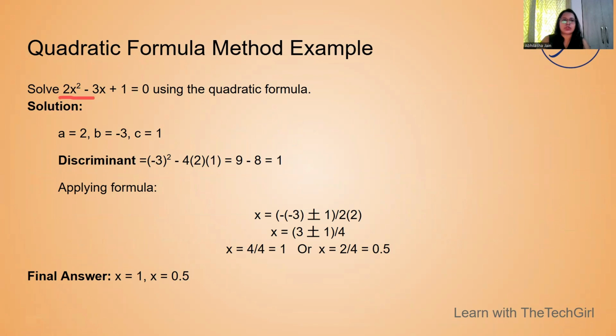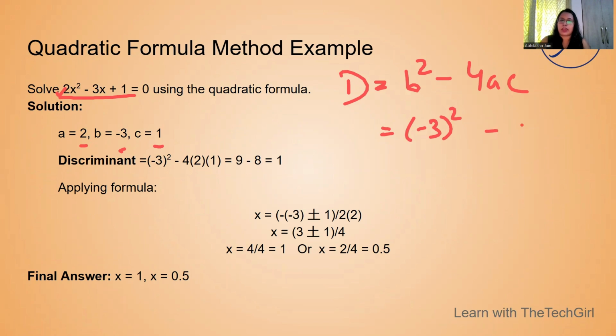Now, we have an equation 2x squared minus 3x plus 1 equal to 0. We know here a value is 2, b is negative 3, and c is 1. Firstly, we are going to calculate the discriminant. What is the formula for discriminant? B squared minus 4ac. B squared is nothing but negative 3 squared minus 4 times 2 times 1. So you get 9 minus 8, which is equal to 1.